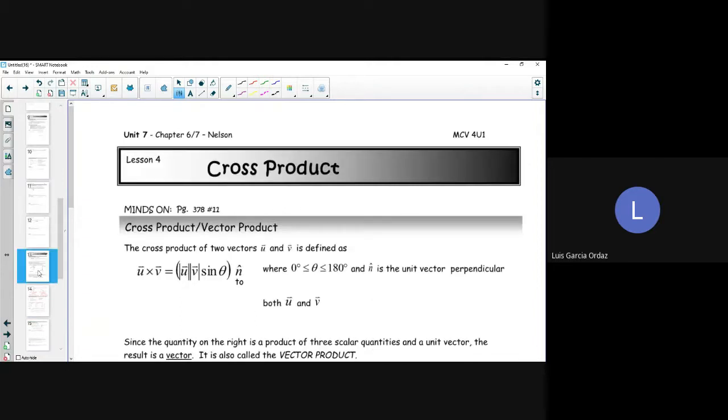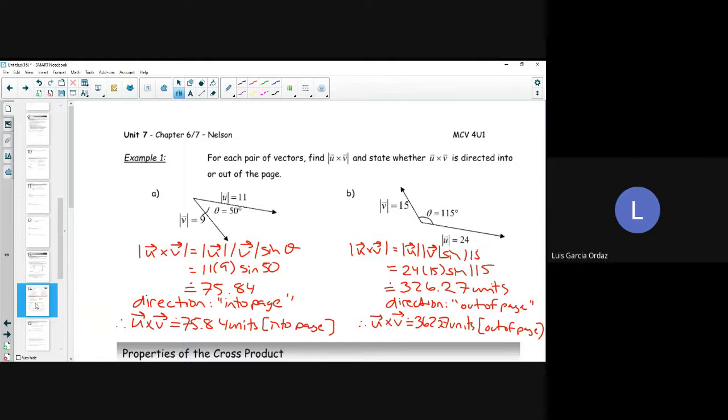What do you mean you got different answers for example 1? Also, you're getting out of page for A and into page in B? Is that what you're getting? Okay. Give me 2 seconds to come up with the explanation that will hopefully make you understand it. Give me 2 minutes.